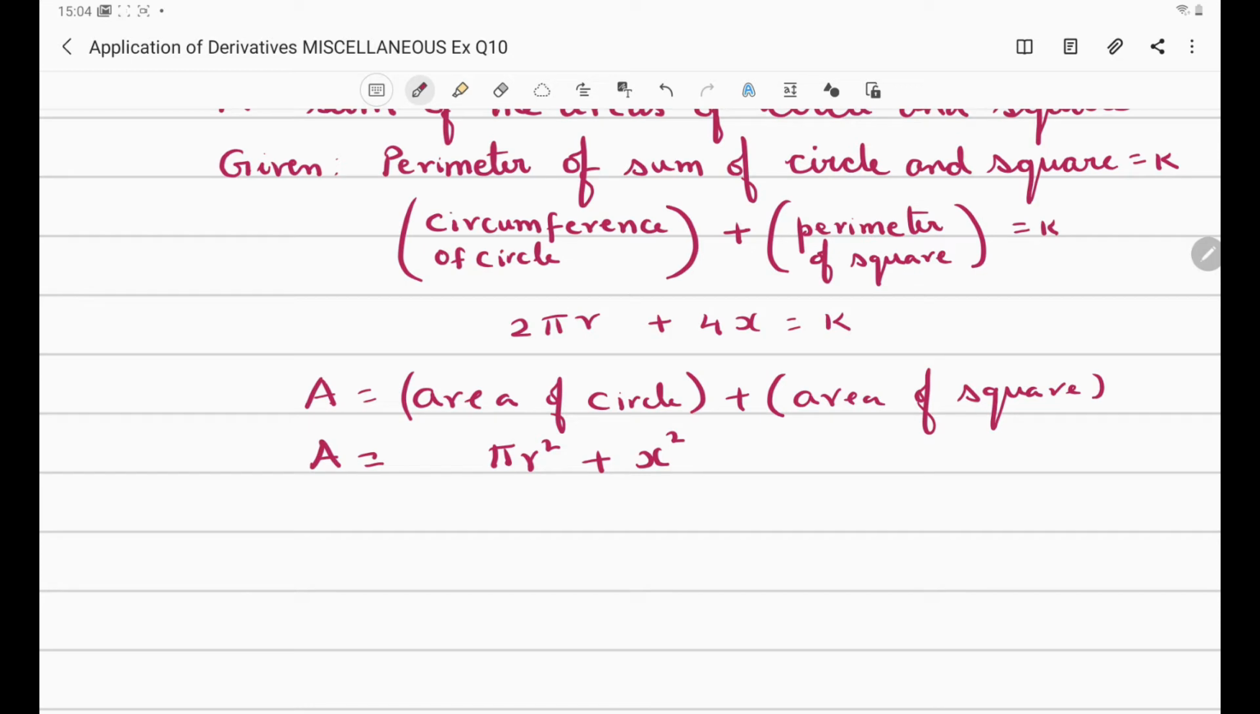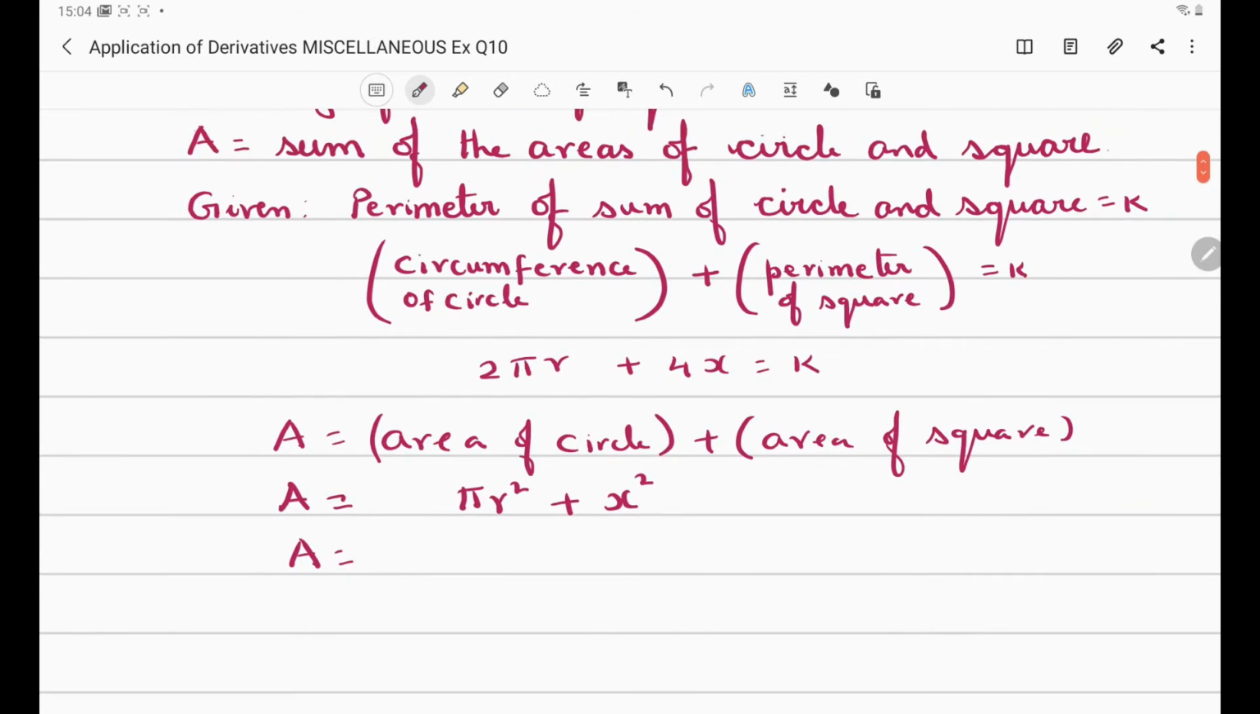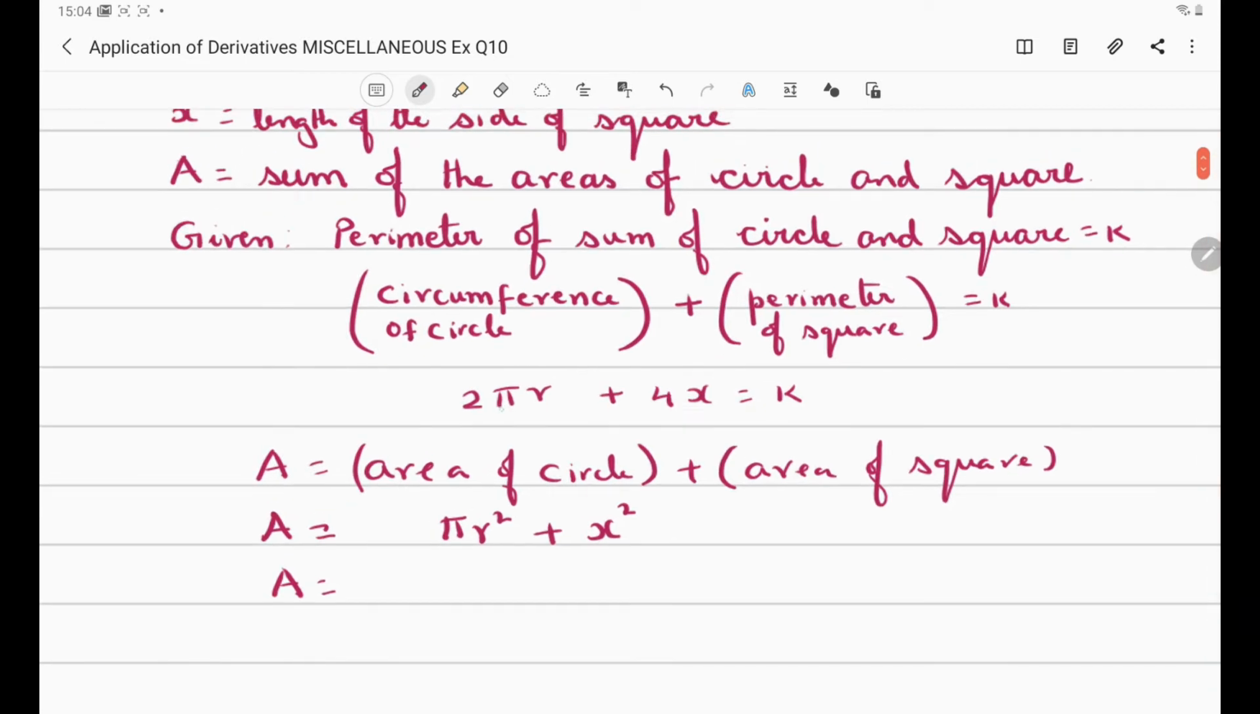Now the first step in this is to express A in terms of one variable. Here we have two variables r and x. So let us see how to write the relation. A is equal to pi r square plus x square. We are given a condition 2 pi r plus 4x equal to k. So from this we get x, which can be written as k minus 2 pi r divided by 4.